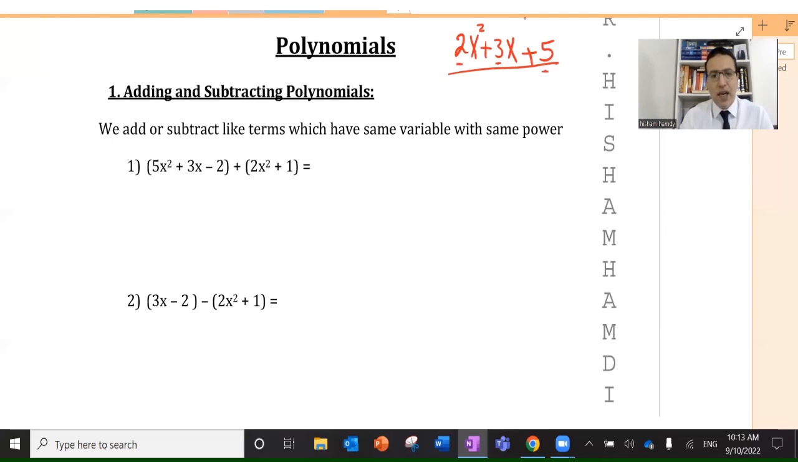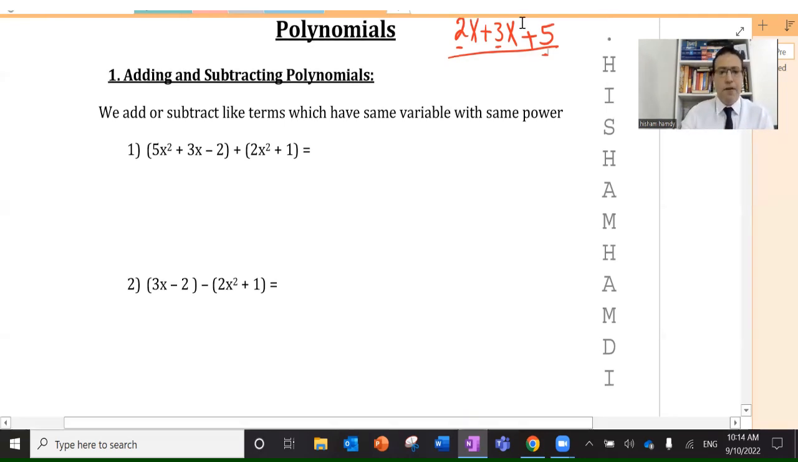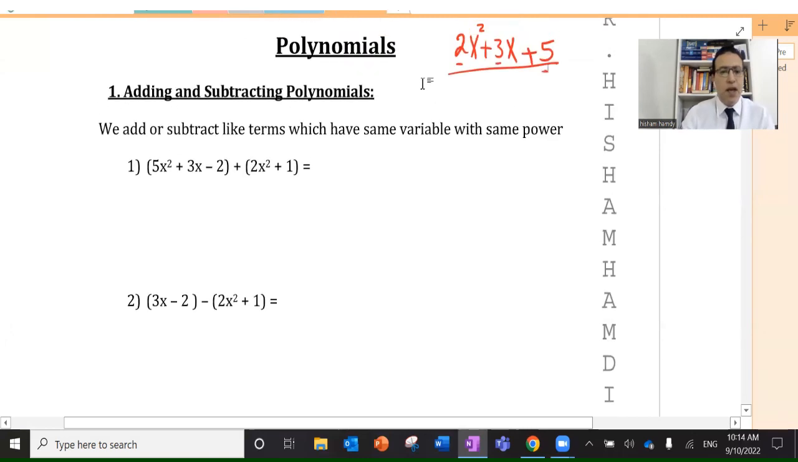In this class, we are going to study how we can add, subtract, divide, and multiply polynomials. We are using polynomials in all kinds of questions that we are solving. Later, we are going to classify polynomials into first degree, second degree, or third degree in equations and functions. First question here, it says add or subtract the like terms.